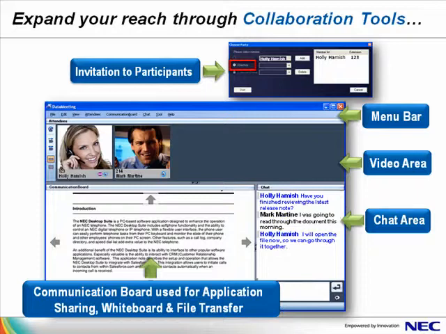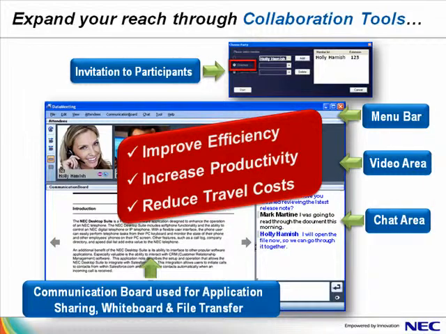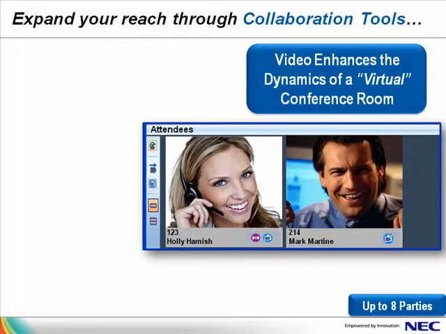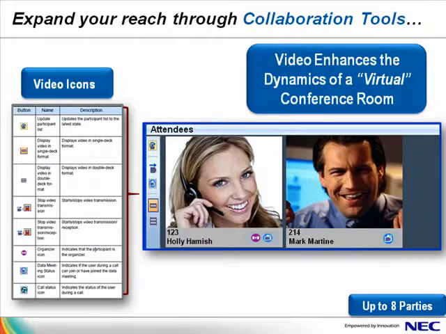UC Desktop Suite collaboration tools are designed to improve efficiency, increase productivity, and reduce travel costs by not only providing support for audio conferencing for up to 8 parties, but enabling you to add application sharing and even video without having to engage a third-party provider. Video can be used to enhance the dynamics of a virtual conference room by enabling you to see and interact with the other participants. The function icons shown in the video window make it easy to control your video output.